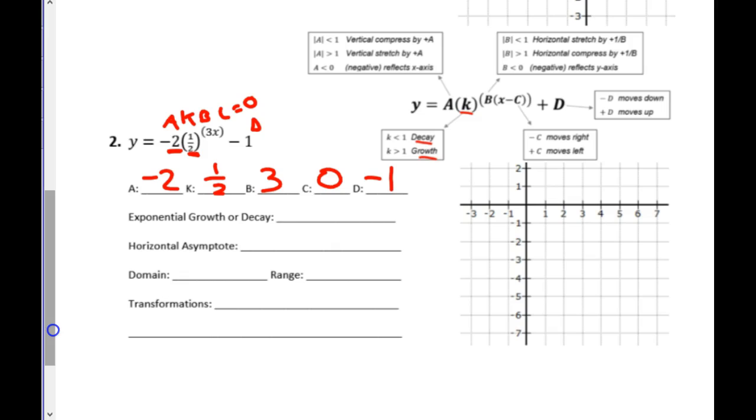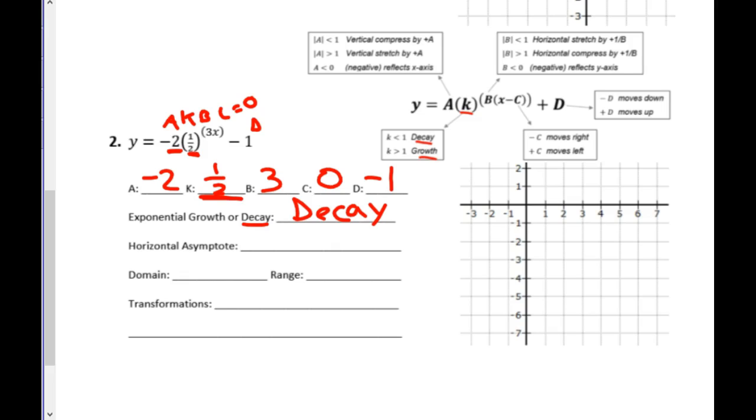Let's see how smart y'all are. Who thinks they know if it's exponential growth or decay? Decay? Why? Well, not negative. It's because K is what? Less than 1. Half is less than 1, right? So since that's less than 1, it is decay. So all that means is it's going to flip around from the last one.